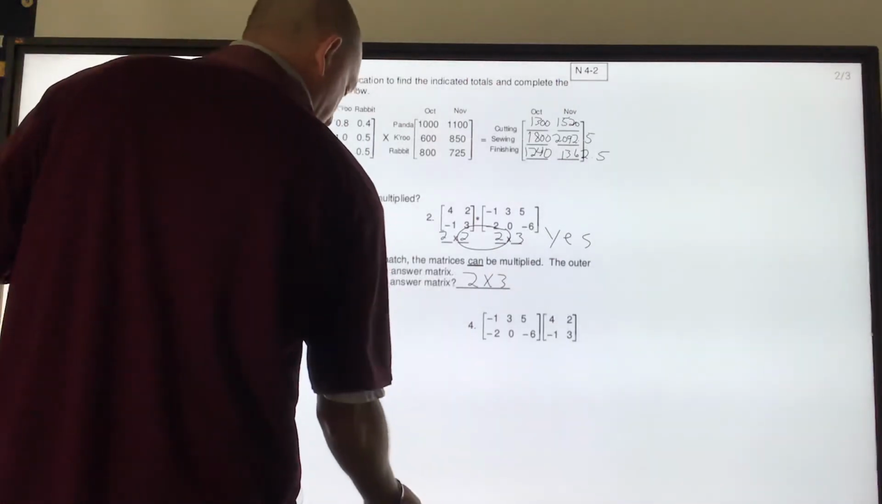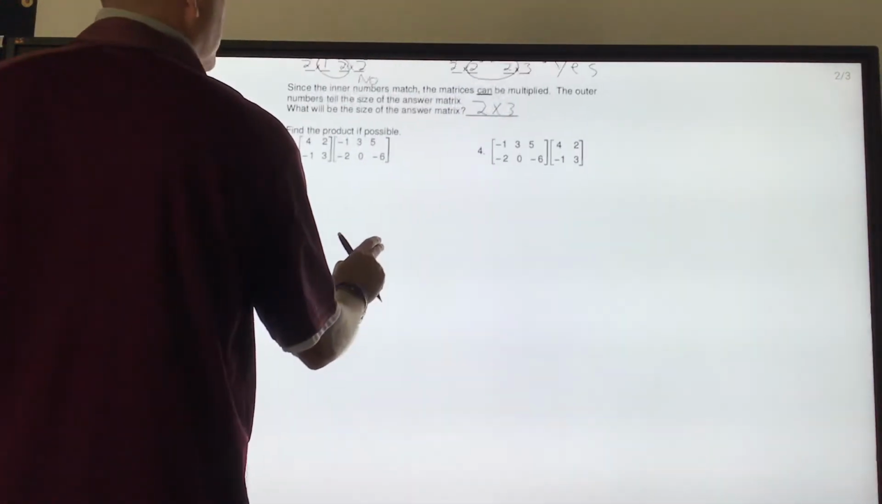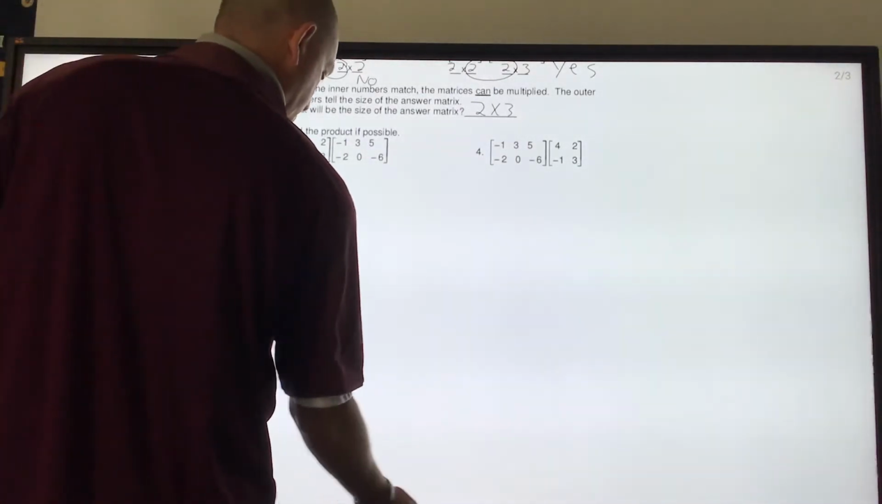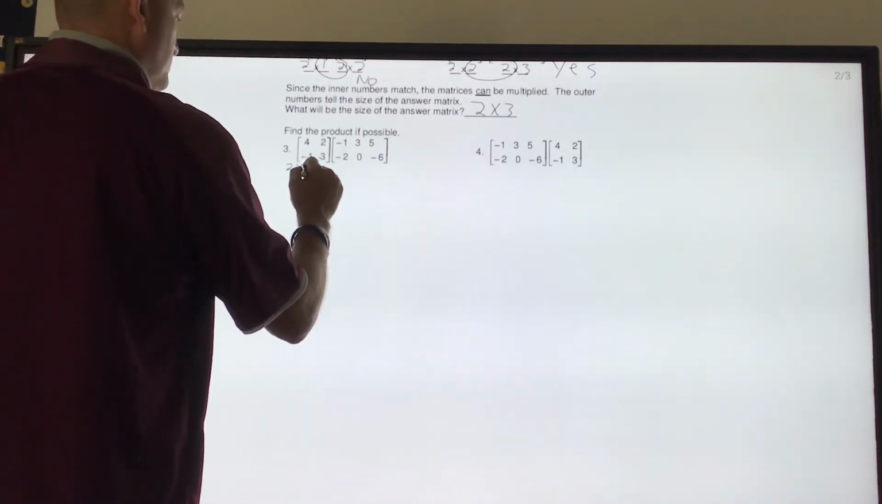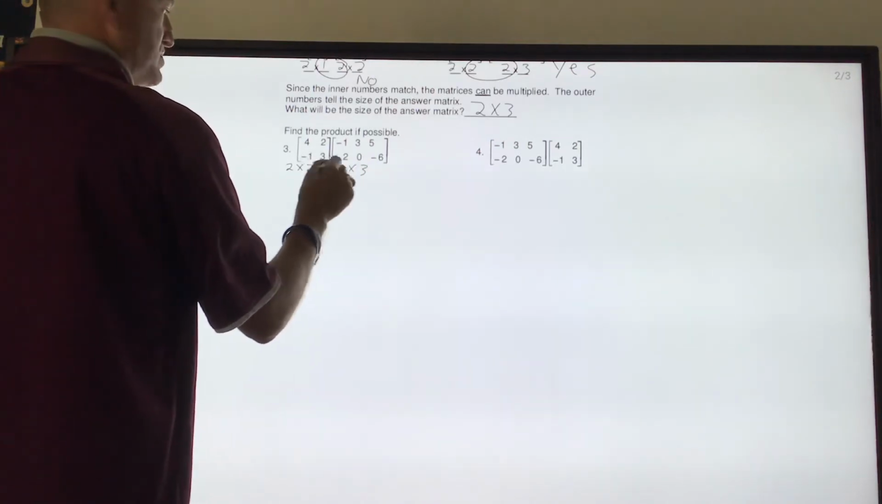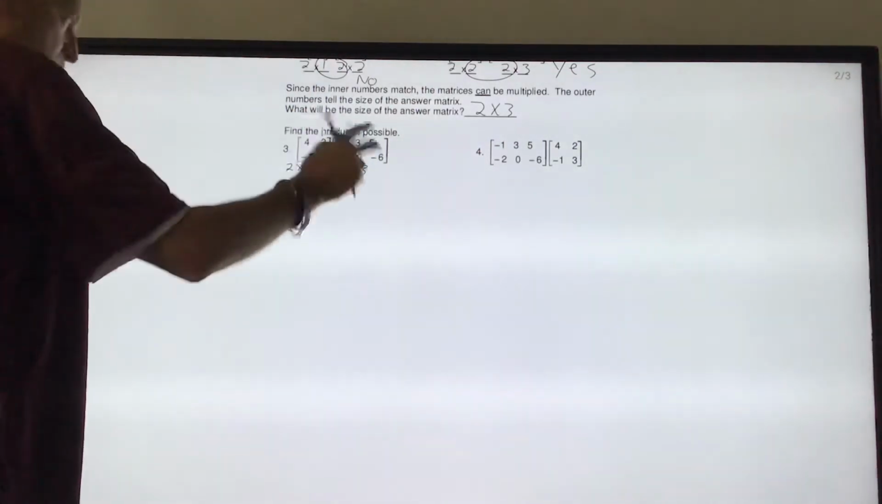All right. So let's take a look at these guys. We're going to find it if possible. So first thing I want to do is label it. So this first one is a 2 by 2. This one is a 2 by 3. I look at the two insides. They are the same. So that means that I can multiply them.